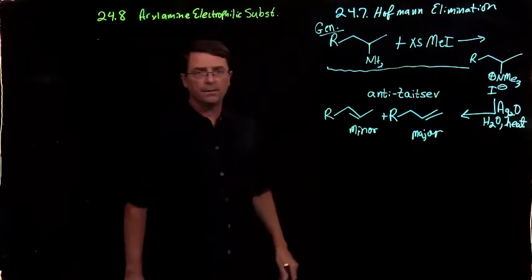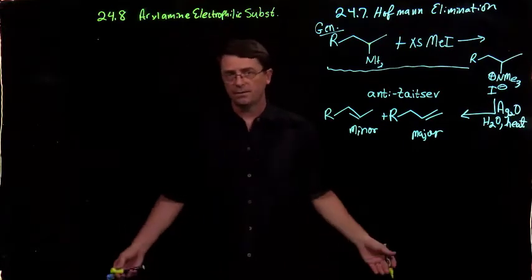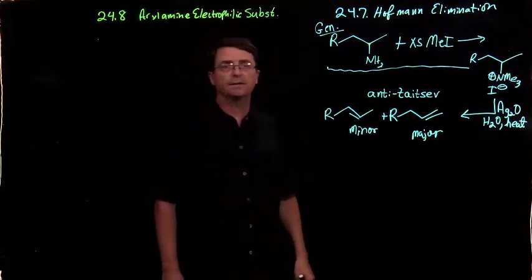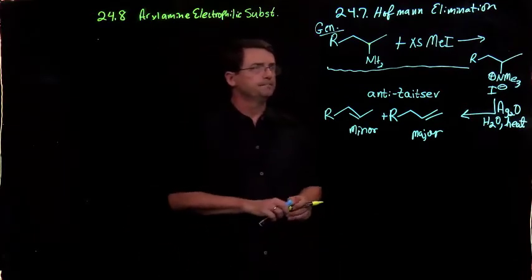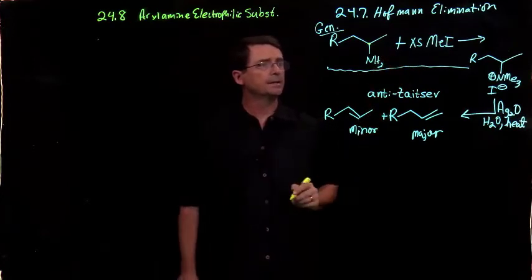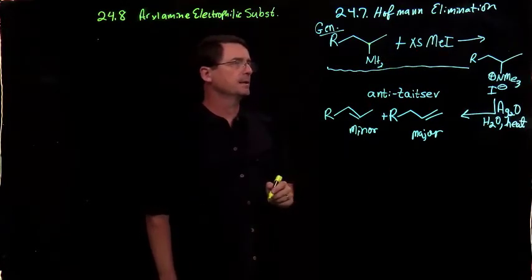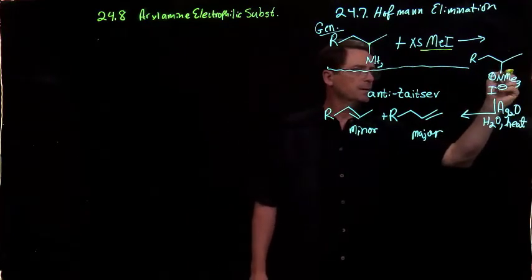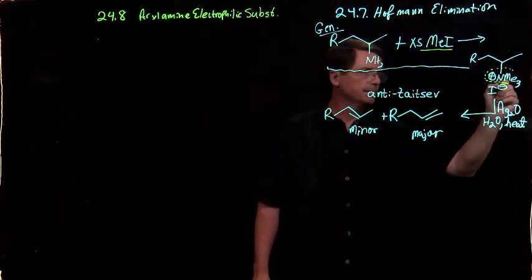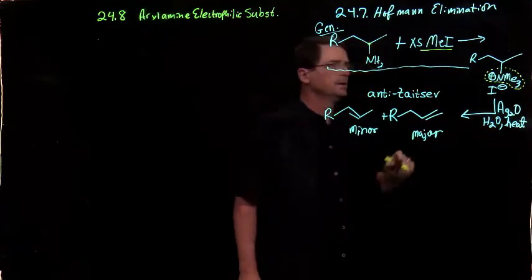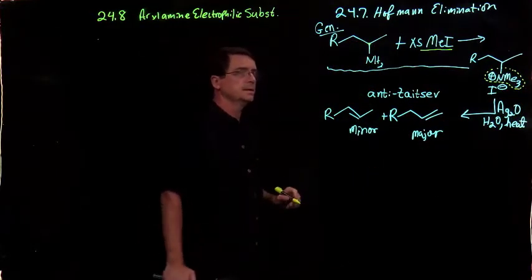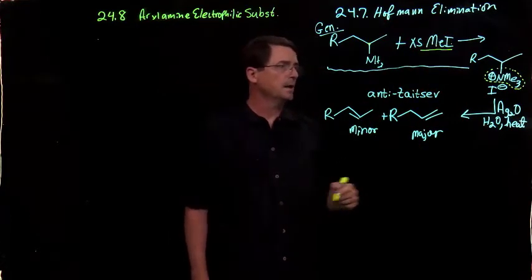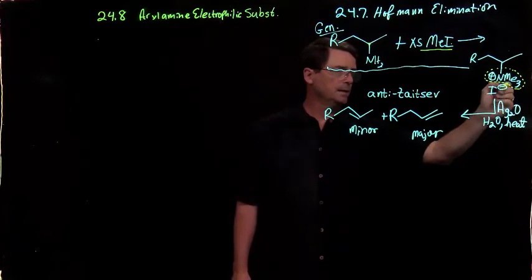Now, we saw that exhaustive methylation or exhaustive alkylation was the useful reaction we could do with amines, and Hofmann took great advantage of that. If you react the amine with an excess of methyl iodide, you produce the quaternary ammonium salt here. So you quaternize the amine, we would say.